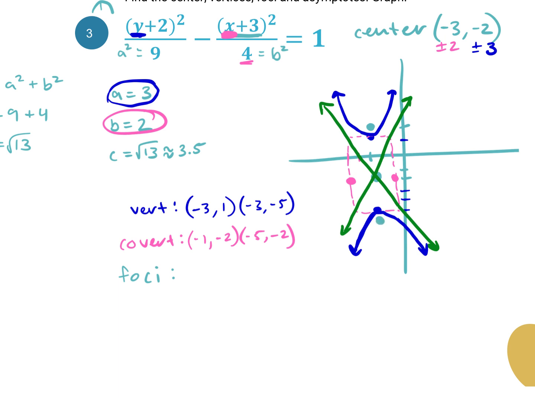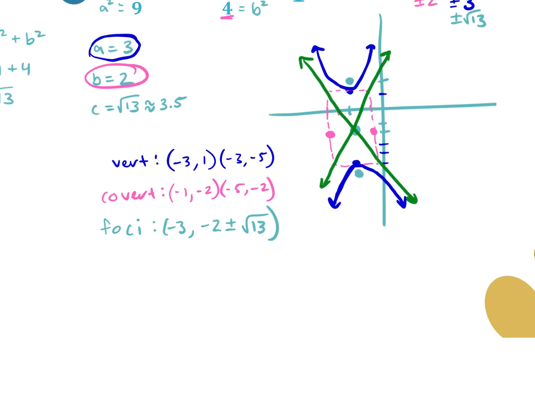So I add and subtract. Since I added it and went up and down, I'm going to add and subtract it from the y. So we have -3, comma, -2 plus or minus square root 13.